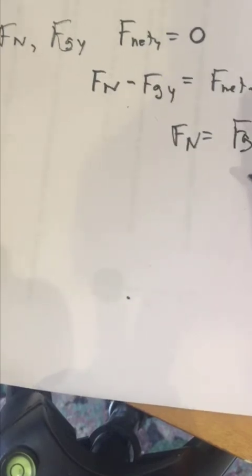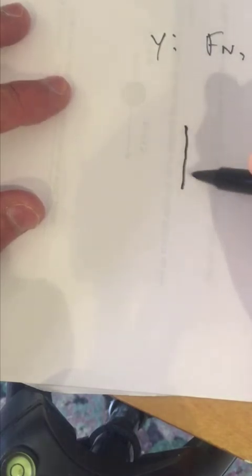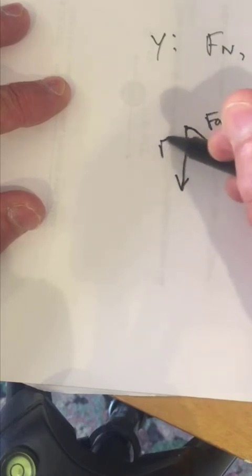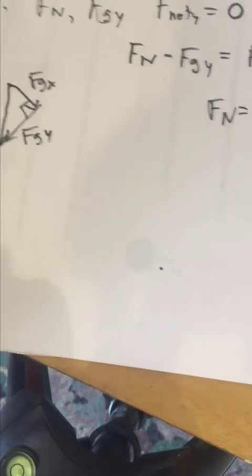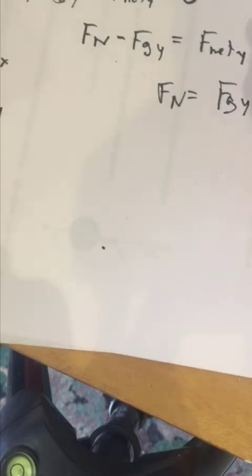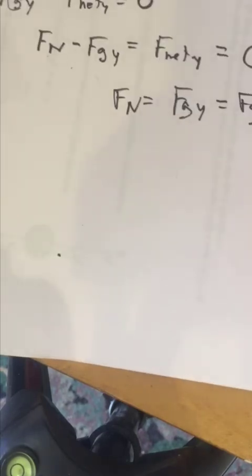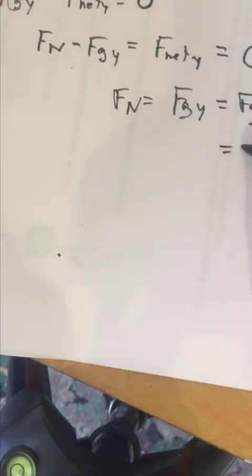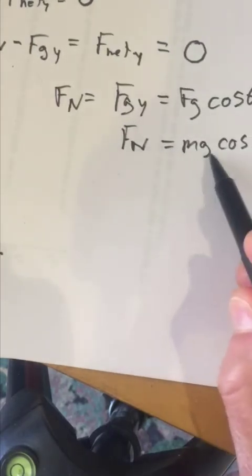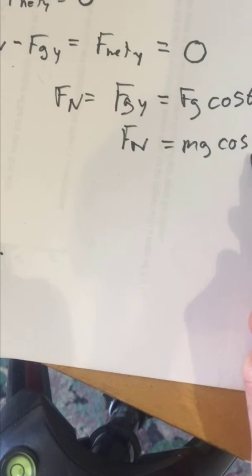So Fgy, and I'll redraw my triangle right here. Fg, Fgx, and Fgy. This is a right angle. So I have Fgy equals Fg cosine theta, and it's equal to mg cosine theta. That's what Fn is going to be equal to. Fn is no longer just equal to the weight, it's equal to the weight times cosine theta because it's on the angle of the ramp.